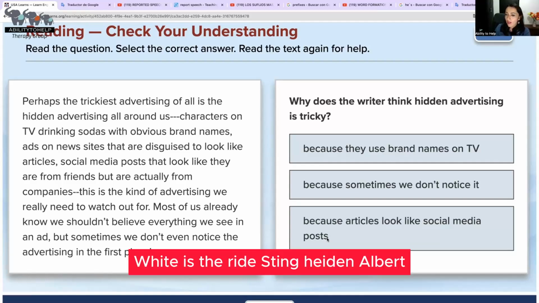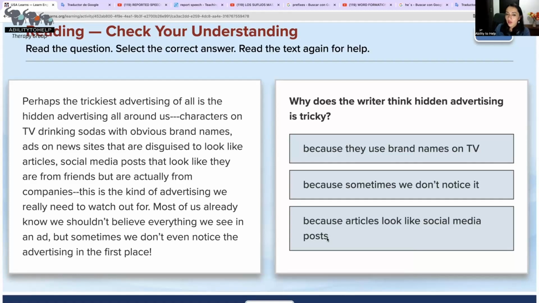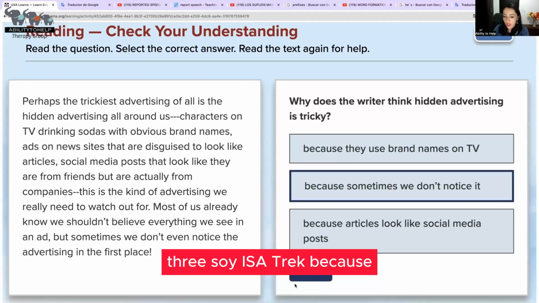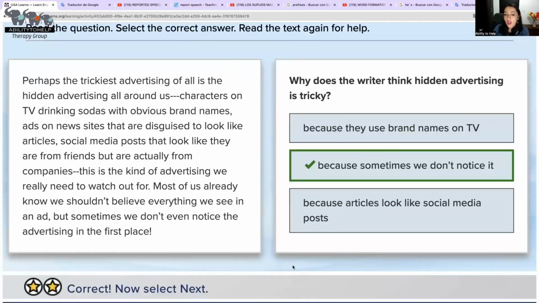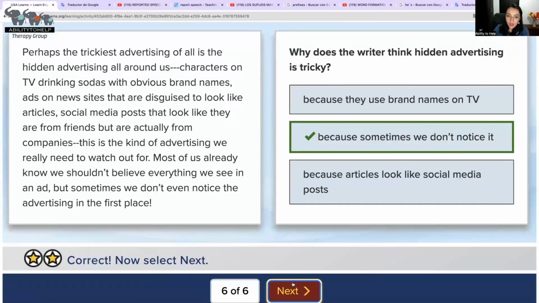Why does the writer think hidden advertising is tricky? Because they use brand names on TV. Because sometimes we don't notice it. Because articles look like social media posts. So it's a trick because sometimes we don't notice it.